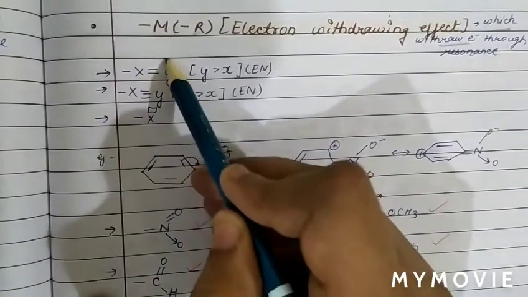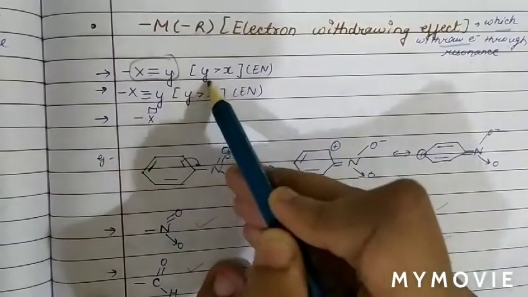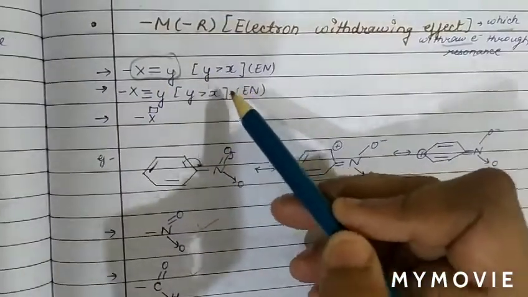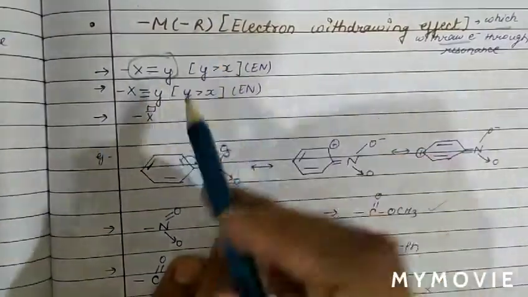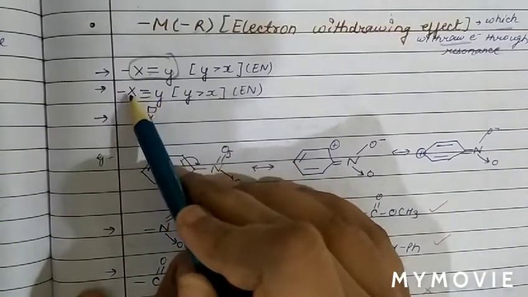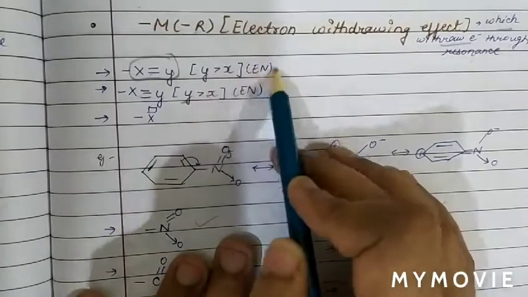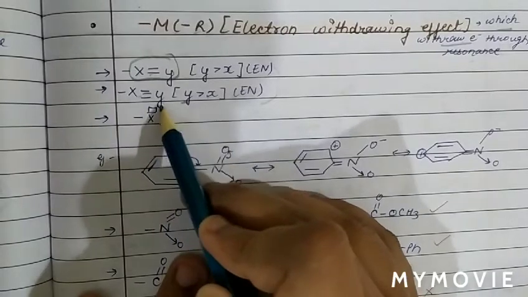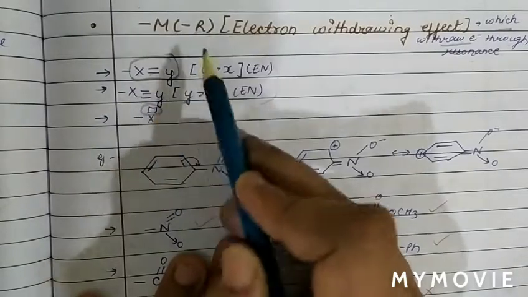Suppose the group which is connected to the conjugated system is X double bond Y, and if the electronegativity of Y is more than X, then we can say this group will behave as minus M. Another condition, if a triple bonded group is attached to the ring, a triple bonded group like X triple bond Y, again if the electronegativity of Y is more than X, then it also behaves as a minus M group. And if a group is connected and having a vacant orbital, then it also behaves as a minus M group.